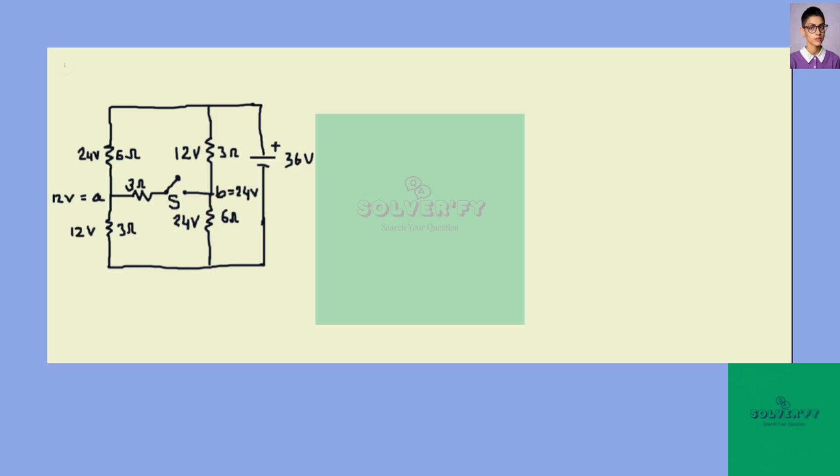Now if you want to find VAB, this should be the voltage of A minus the voltage of B. So what is VA? That is 12, and what is B? That is 24. So this gives me minus 12 volts. We are done when the switch is open. Now when the switch is closed, let me close the switch here. I can just connect one line here.